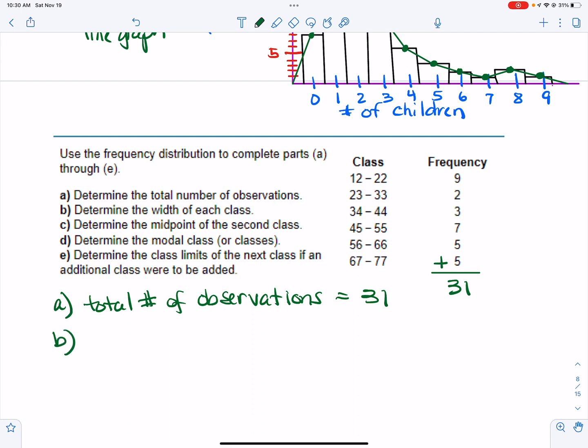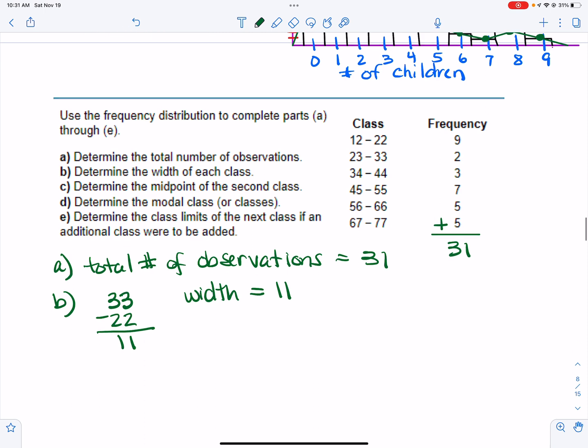Determine the width of each class. Remember, choose any upper or lower limit and then subtract the number above it. So I'm going to choose 33. That's the upper limit of the second class. I'm going to subtract 22, and that tells me that the width is 11. If you take 12 and subtract it from 22, you're going to get your class width as 10, and that's a very common error. A lot of people just subtract the two numbers from the limits, but they're not including the one that they're starting at.